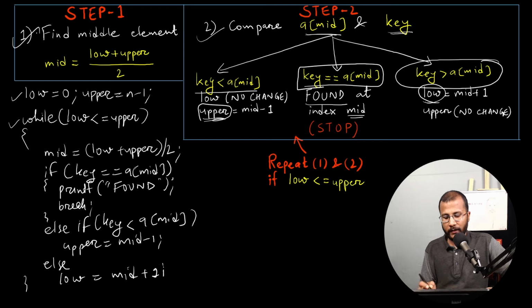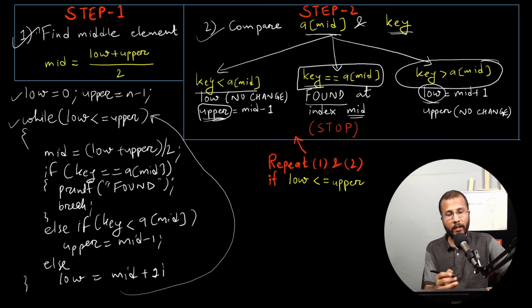Once this is done, we go back and again check the condition. If the condition is true, if the lower index is less than or equal to the upper index, get into the loop, divide the remaining chunk of the array into 2 equal parts, and find the middle element, right?